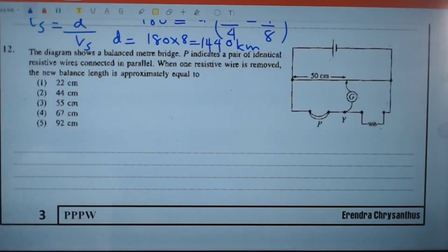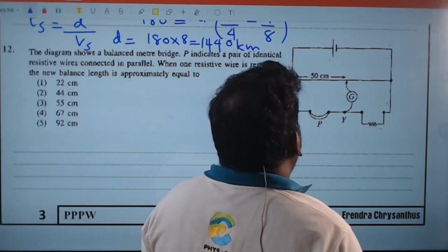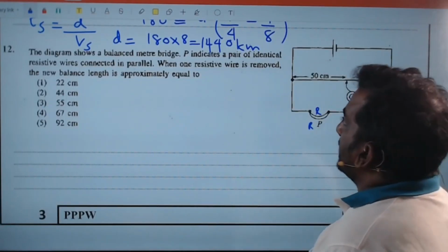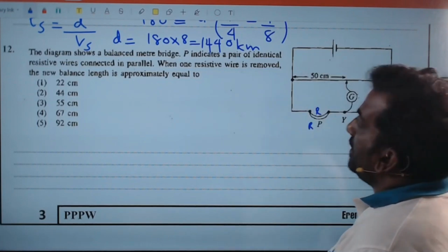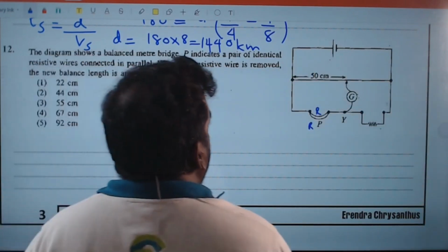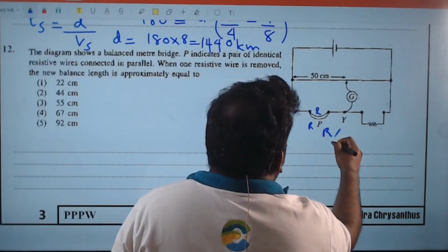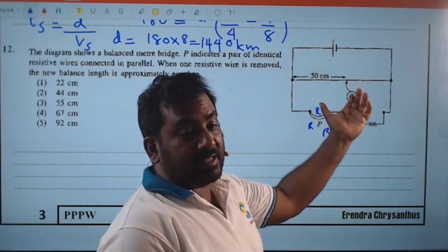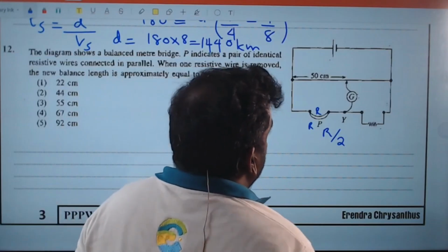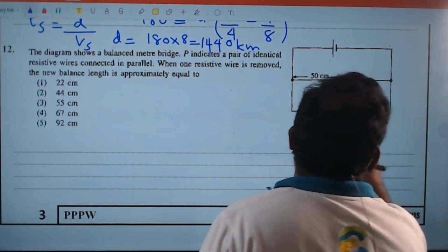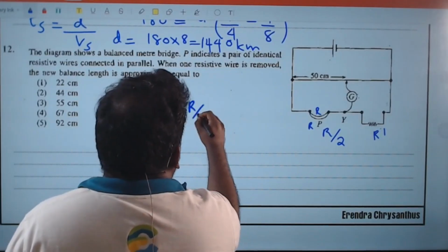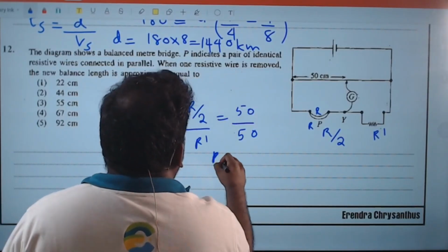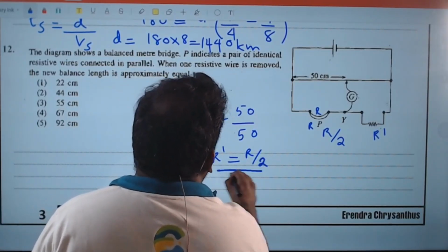The diagram shows a balance meter bridge. P indicates a pair of identical wires. Identical wires means equal resistors, right? When one resistor is removed, what is the new balance length approximately? So the effective resistance here is R over 2. This is like a meter bridge, so which principle? Wheatstone bridge principle. The resistor here is, let's say, R dash. So R over 2 divided by R dash, 50 divided by 50. Therefore R dash is also R divided by 2, right?